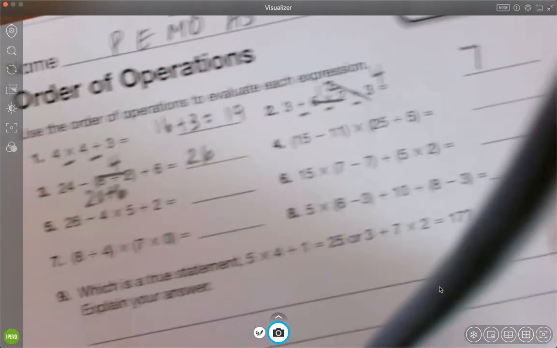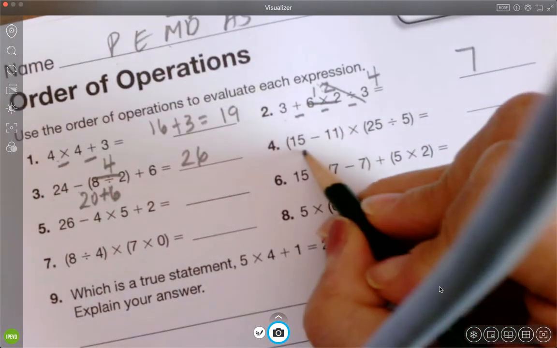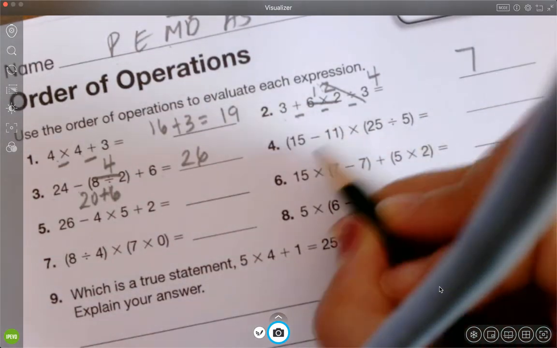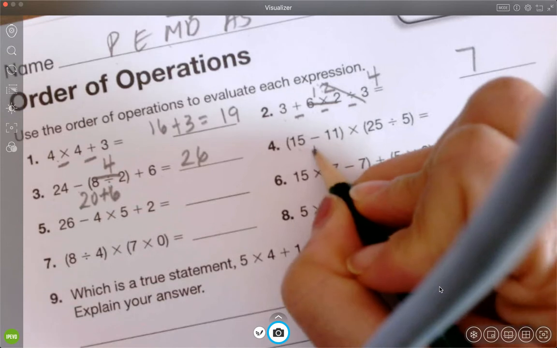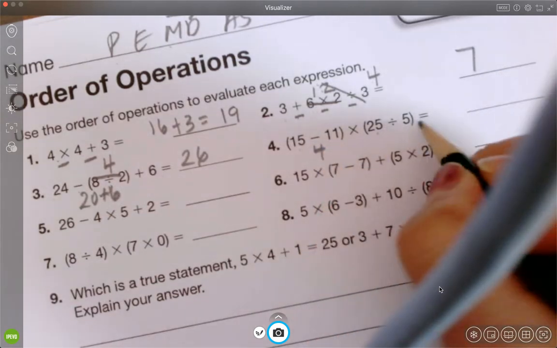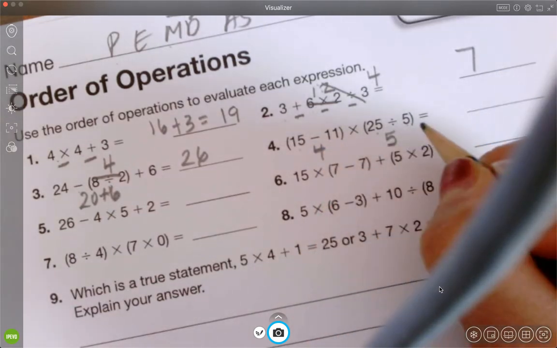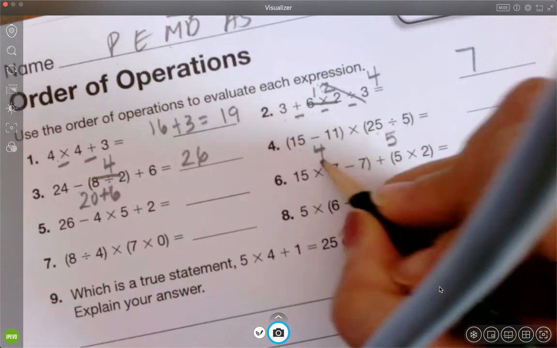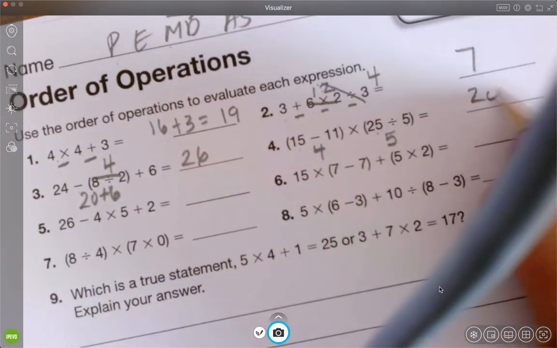Up next, again, I've got parentheses, so I'm going to do the parentheses first. 15 take away 11 is 4, and 25 divided by 5 is 5. And then my last thing is to multiply 4 times 5, and I get 20.